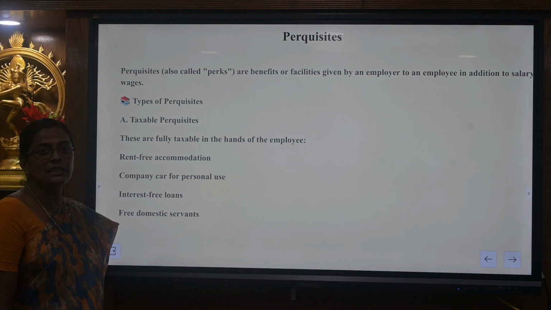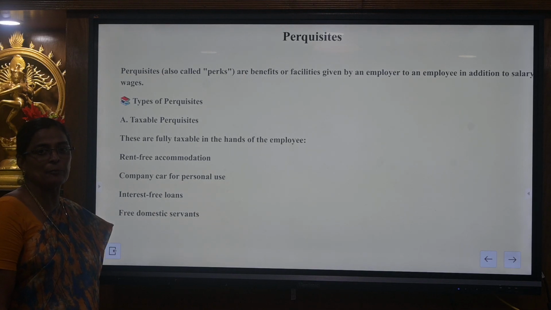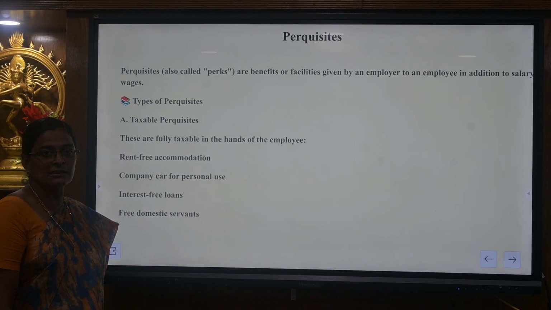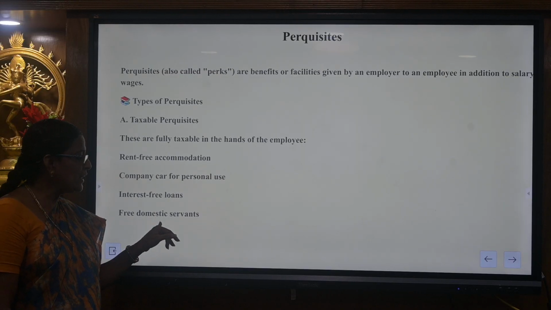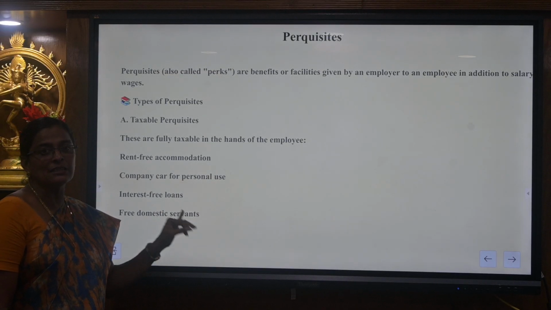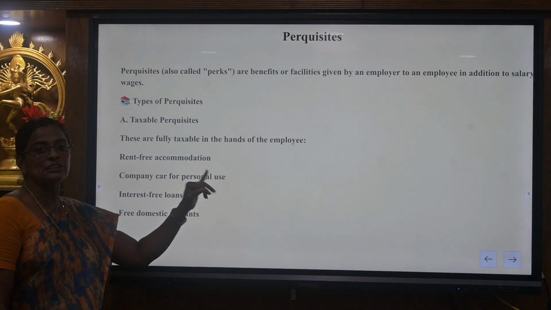A free domestic servant is also taxable in the hands of the employee if he is a specified employee. Specified employee consists of three categories. If he earns more than ₹50,000 as salary, or if he has 20% voting rights, or if he is a director of a company, he is termed as a specified employee. In such a case, the free domestic servant's expenses are taxable in the hands of the employee.